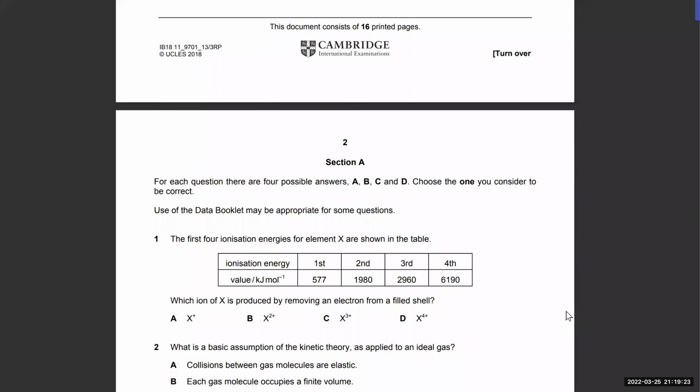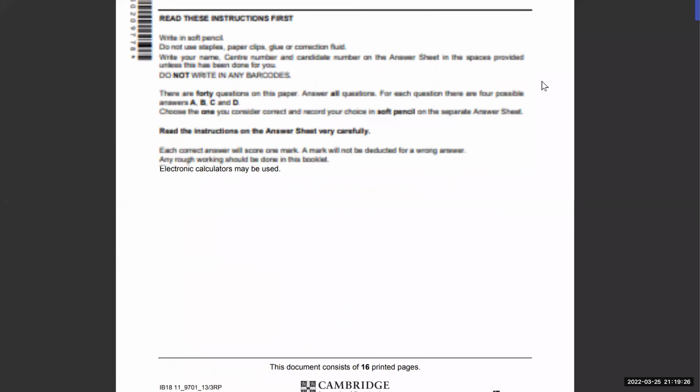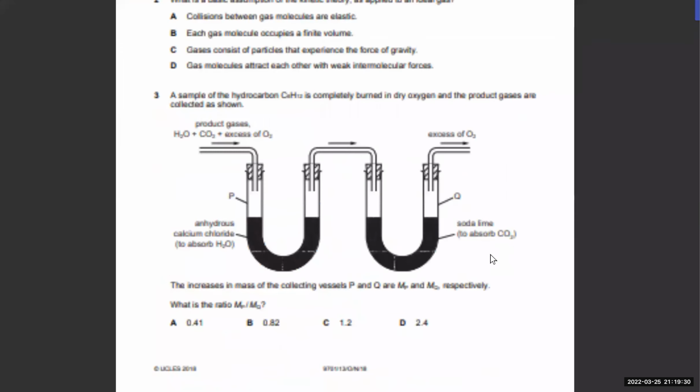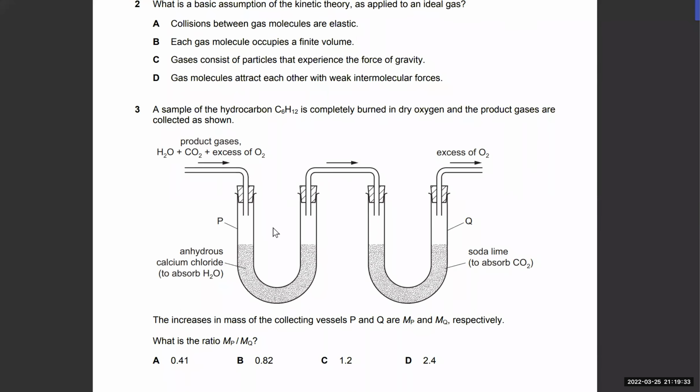So this one is what paper? This is W18-13. Starting with the first question.